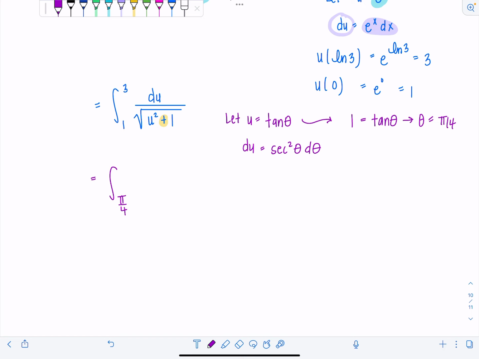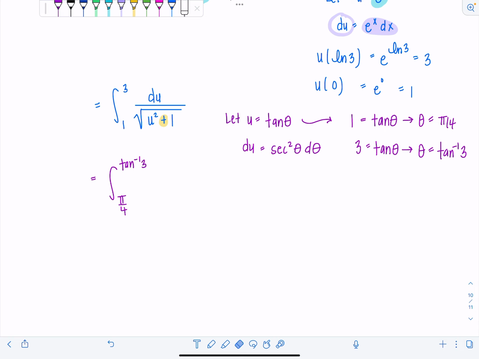And then we have an upper limit of 3. Well, when is tangent theta equal to 3? Not at any nice angle from our unit circle. So I'm just going to replace that upper limit with tan inverse of 3. Okay? Ba-boom. Tan inverse of 3.